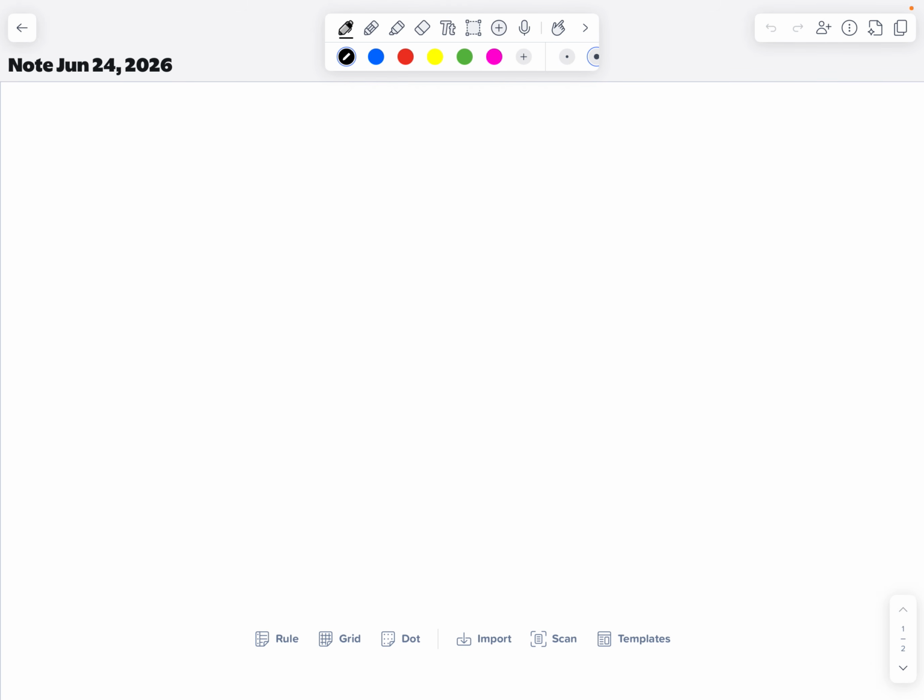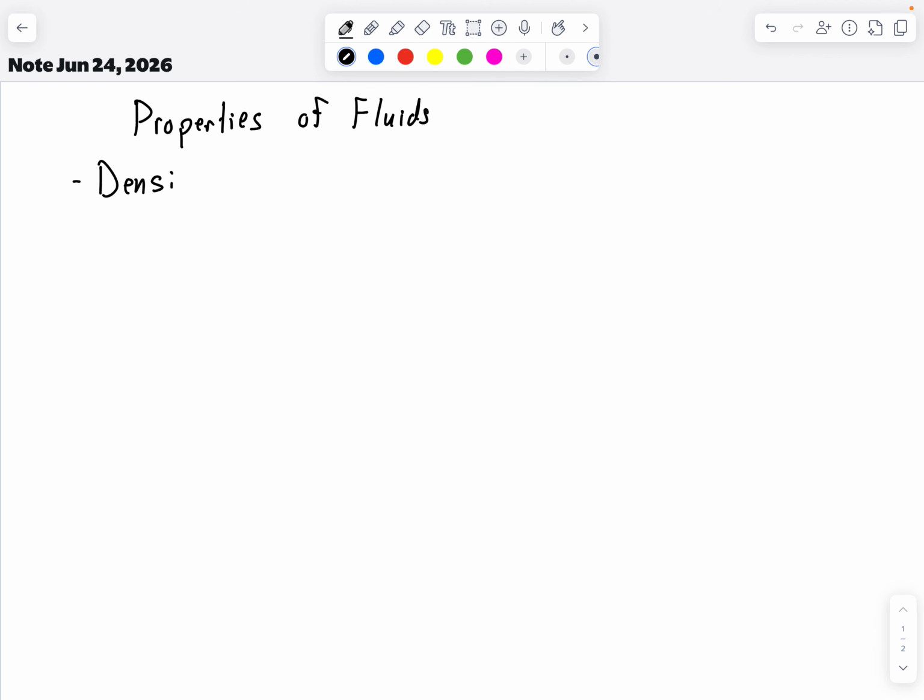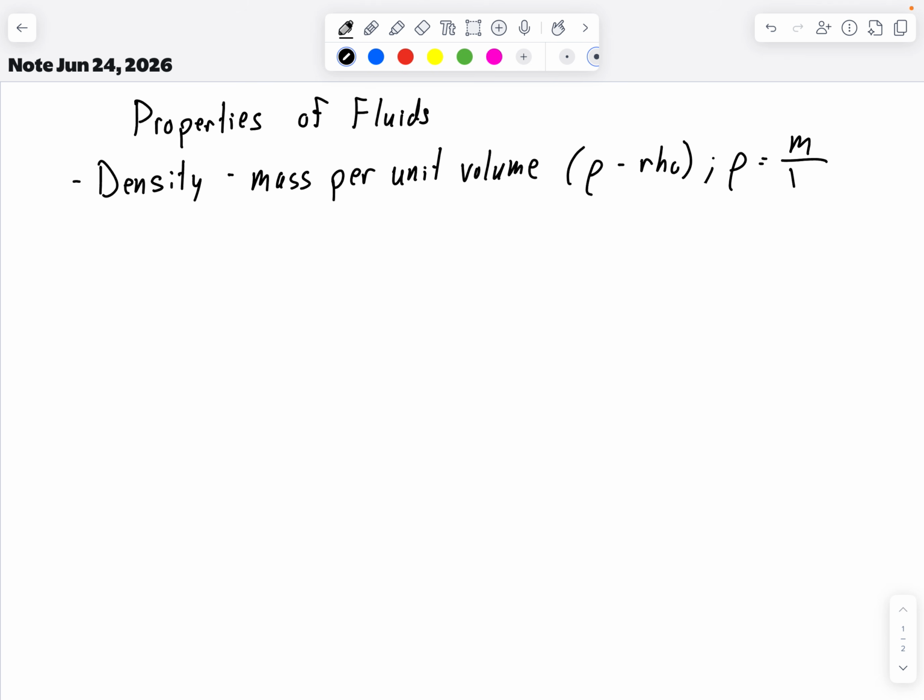In this video, we're going to review several properties of fluids. The first property that we will review is the density. Density is mass per unit volume. And we denote this with the Greek symbol rho. This is the lowercase rho. And density, of course, is defined as your mass per unit volume.